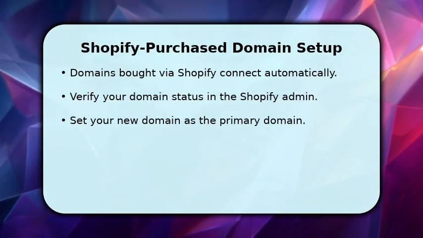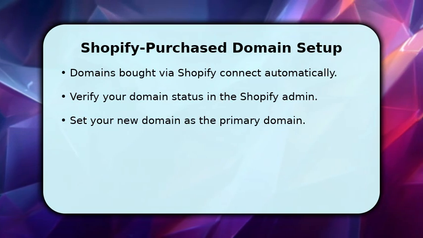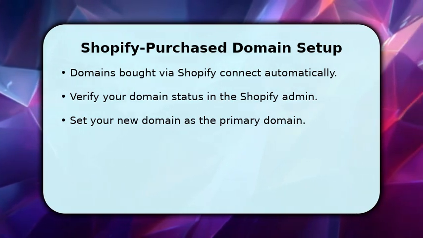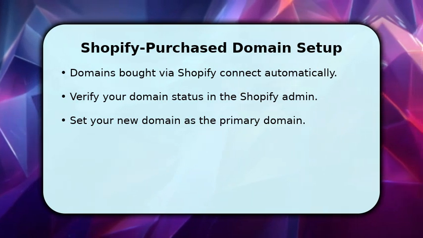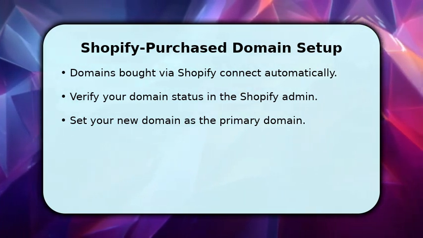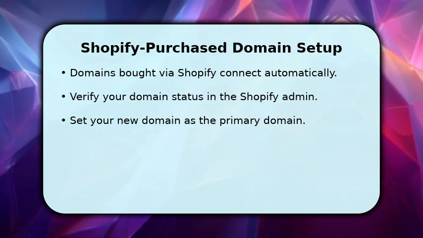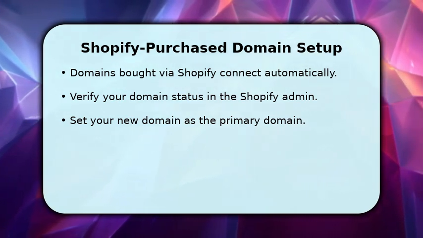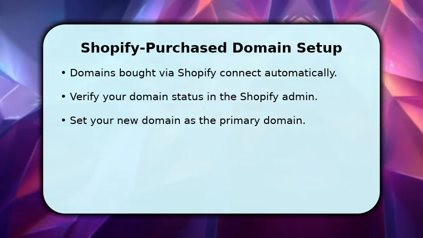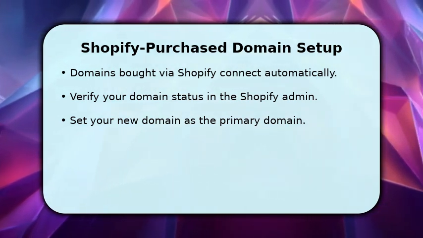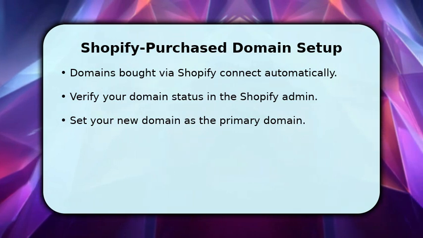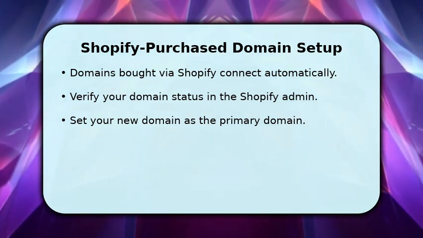When you purchase a domain directly through Shopify, the connection process is largely automatic and straightforward. You simply need to navigate to your Shopify admin, then go to Settings and Domains to confirm its active status. From there, you can easily set it as your primary domain, ensuring all traffic seamlessly redirects to your main store address. This provides a consistent and professional experience for your customers.